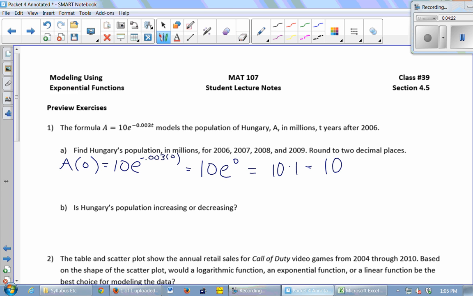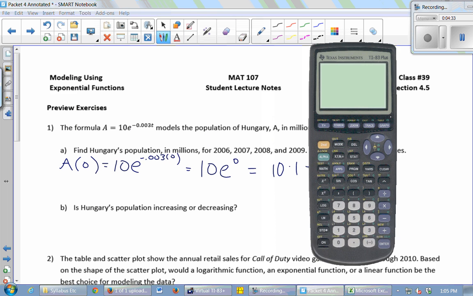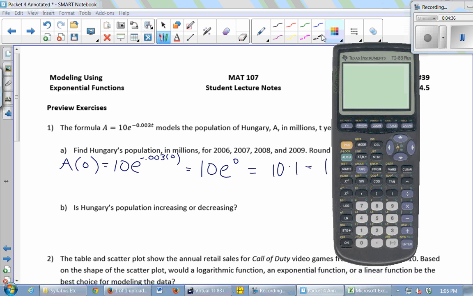How would I figure out for 2008? Plug it in. Yes, but I meant to say 2007. You read my mind. So for 2007, you'd plug in a 1. So maybe I'll get my calculator out to do this one. So I do 10e to the negative 0.003 times 1. I get 9.97, and again, that's million people.